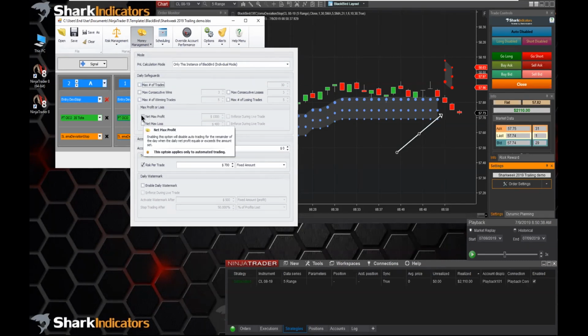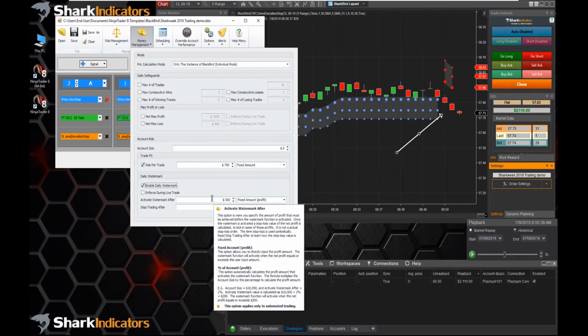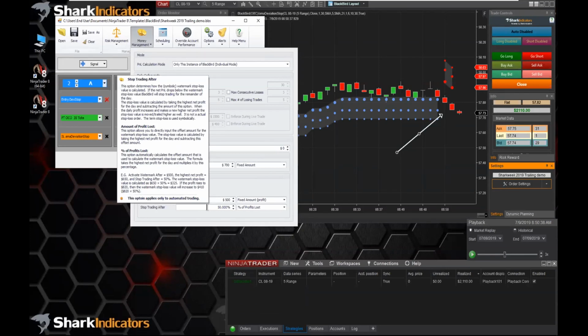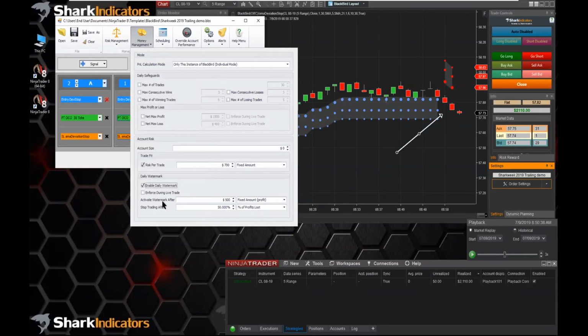Also, the most requested here is to turn your auto trader off once you've achieved some kind of maximum profit for the day. Same thing for losses. You never know what kind of day you're going to have, so if you hit a certain loss point, just stop trading for the day. Very common ones. And I showed you guys already the risk per trade if you want to automatically scale up or scale down the number of contracts. And then down here is the daily watermark. Again, you can set up what parameters you want the watermark to follow here. You can set that all up. It's very flexible.